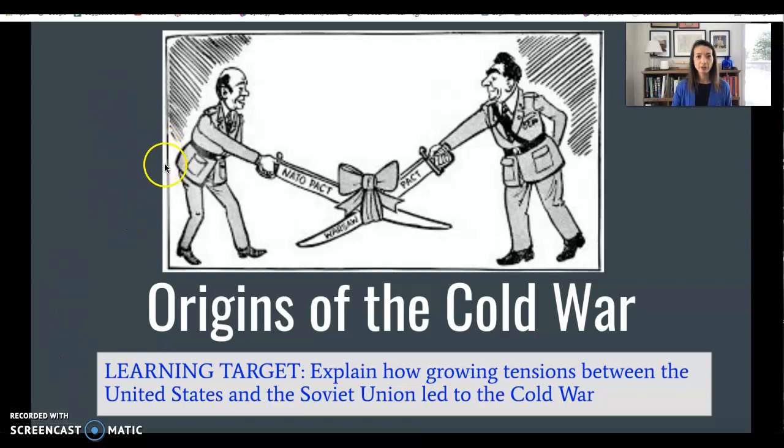This first political cartoon, we have two figures, which you are going to learn more about. But these two figures represent world leaders, US and Soviet Union. And of course, with political cartoons, we're always wanting to make connections. So you've either learned about NATO and the Warsaw Pact, or you are going to learn even further about them.